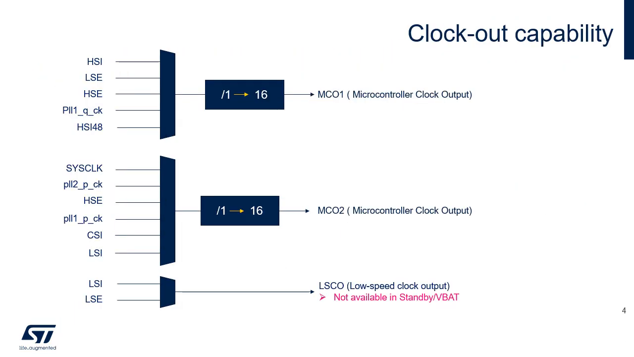Various clocks can be output on I/O pads. 2 microcontroller clock output pins, MCO1 and MCO2, are available. A clock source can be selected for each output. The low-speed clock output feature enables the external output of the LSI or LSE clock, which is driven into the low-speed clock output, or LSCO, pad. This output remains available in stop modes, but not in standby and VBAT mode.